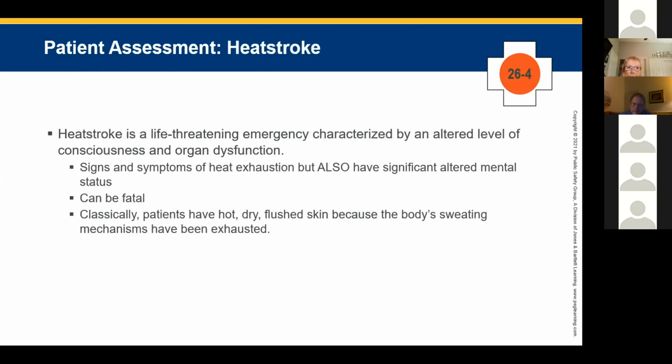Heat stroke. Signs and symptoms of heat exhaustion, but also significant altered mental status, can be fatal. Patient has hot, dry, flushed skin, but they're not sweating. Okay?